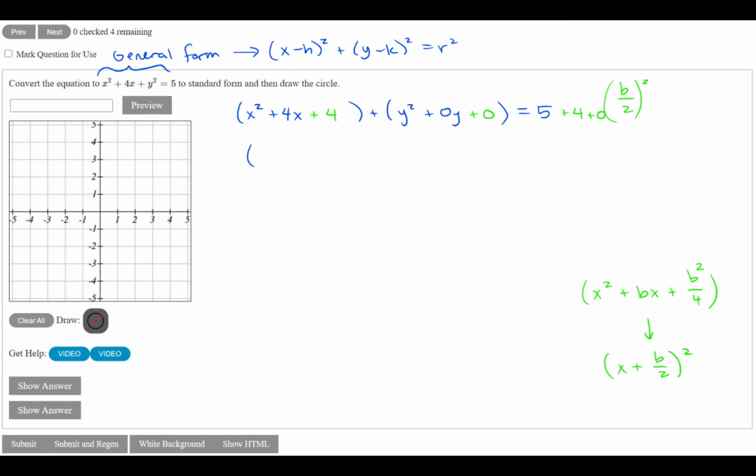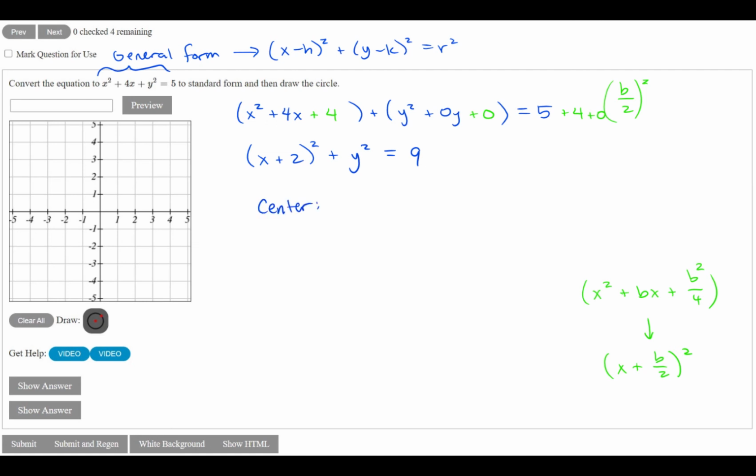So this will now look like x plus 4 divided by 2 is 2 quantity squared, and 0 divided by 2 is still 0. So this is really just y plus 0 squared, or y plus 0 quantity squared, which is the same thing as y squared. And now 5 plus 4 plus 0 gives me 9.